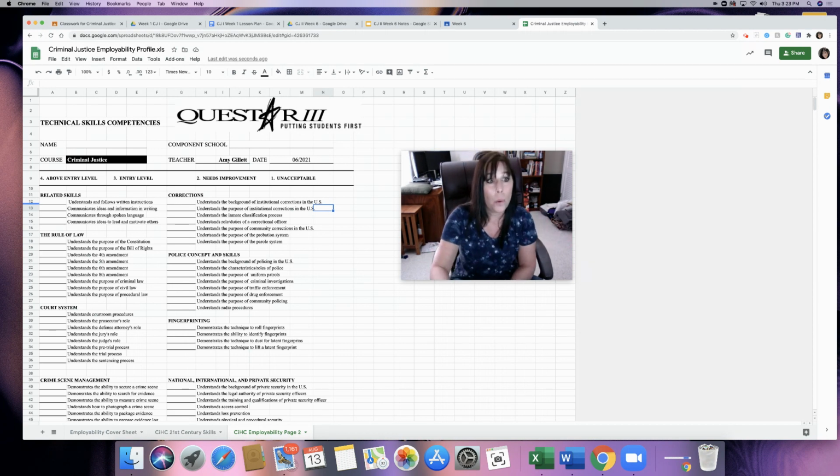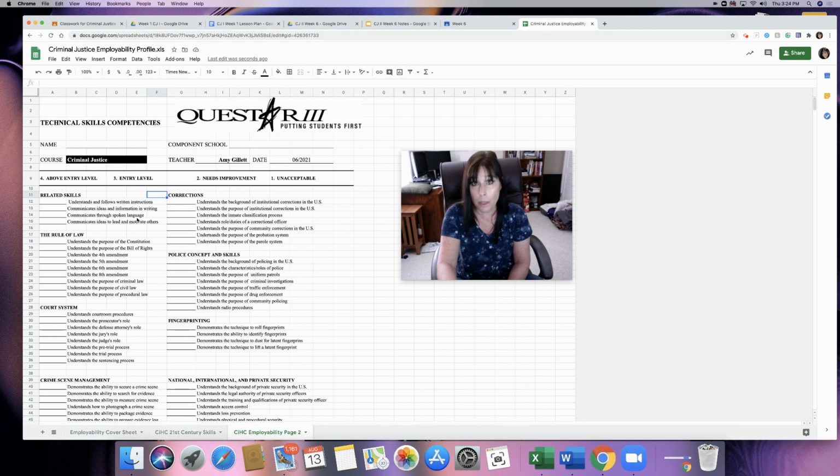Okay. So it's the same boxes here. You're going to double click and you're going to type 1 through 4 in each box. And again, make sure it's all lined up. This looks like it's, because I already clicked it, defaulted to center. That's fine. Or change it to left justified, whatever you prefer. So your first category, it says related skills. Understands and follows written instructions. Communicates ideas and information in writing.